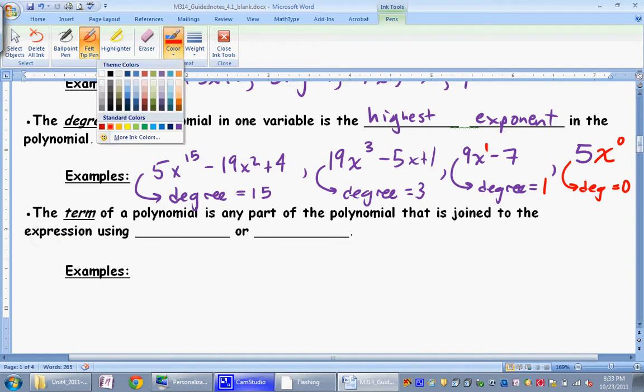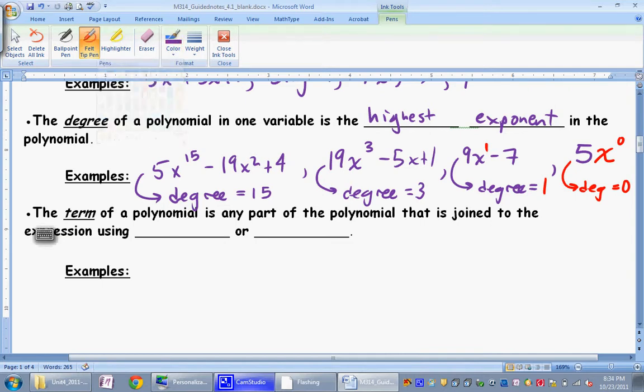And then finally, there's another vocab word I want to show you. The term of a polynomial is any part of the polynomial that is joined to the expression using addition or subtraction.